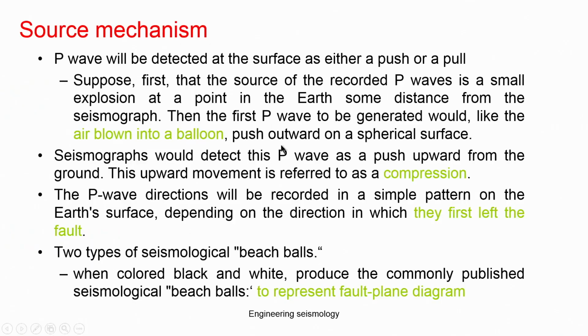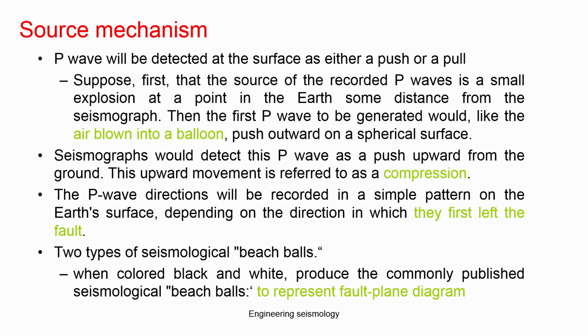The P wave will be detected at the surface as either a push or a pull. Suppose we record the P wave from a small explosion at a point on the earth some distance from the seismogram. Then the P wave generated would be like an air balloon, pushing outward a spherical wave. That is what we have seen: when the explosion comes, you get a compressional wave. The seismogram would detect the P wave as a push upward at the ground, and the upward movement is referred to as a compression. So, the P wave directions will be recorded as a simple pattern on the earth's surface, depending upon the direction of the first motion in the source or fault.